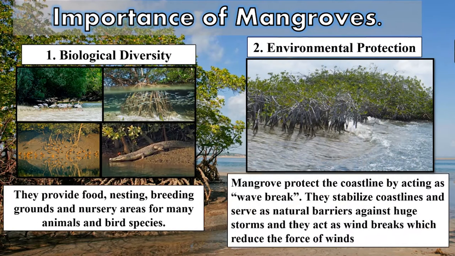Environmental protection. Mangroves protect the coastline by acting as wave breaks. They stabilize coastlines and serve as natural barriers or protectors against huge storms, preserving coastlines. They act as windbreaks which reduce the force of winds, lowering the chances of property getting destroyed in windstorms.